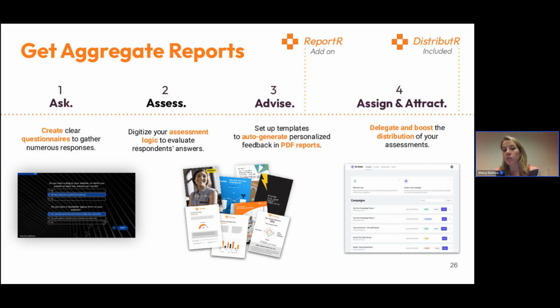And then with an add-on to Pointerpro, you can use the aggregate report features that we discussed to build those different dynamic group reports. And then the fourth is assign and attract. If you're using our distributor license, this aggregate report feature set is included in that license, so that you can create individual, group, and individual versus group reports, but also the distribution portal to allow others to distribute the assessments.